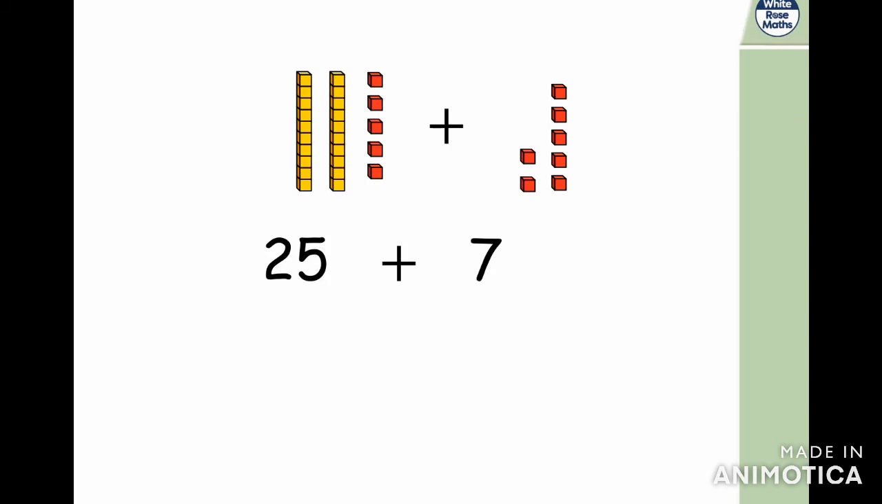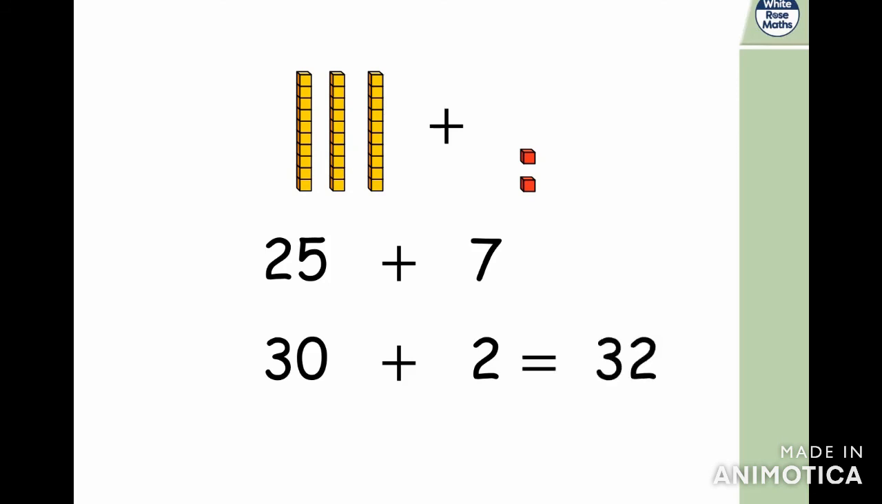Oh yes, I can take these 5 ones and put them with those 5 ones and exchange that for a 10. Now I've got 30 plus 2. Really, I've partitioned my 7 into 5 and 2 and added the 5 to the 25 to make 30, and there are 2 left over. 30 plus 2 is equal to 32, just like 25 plus 7 is equal to 32.